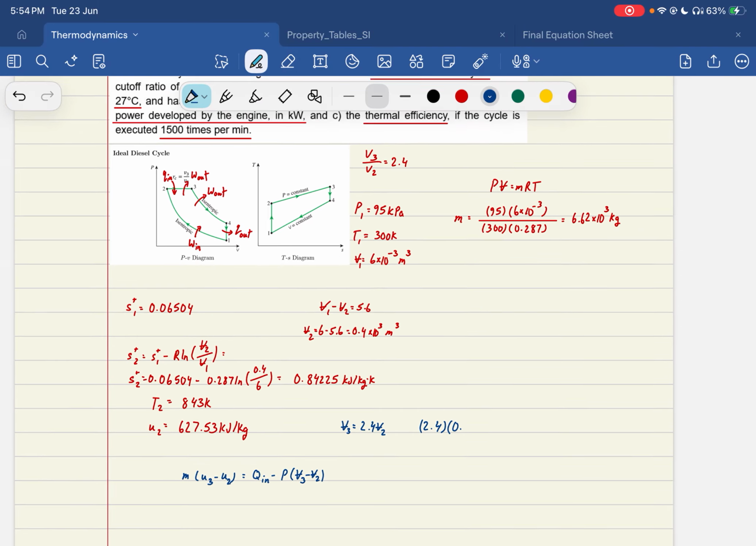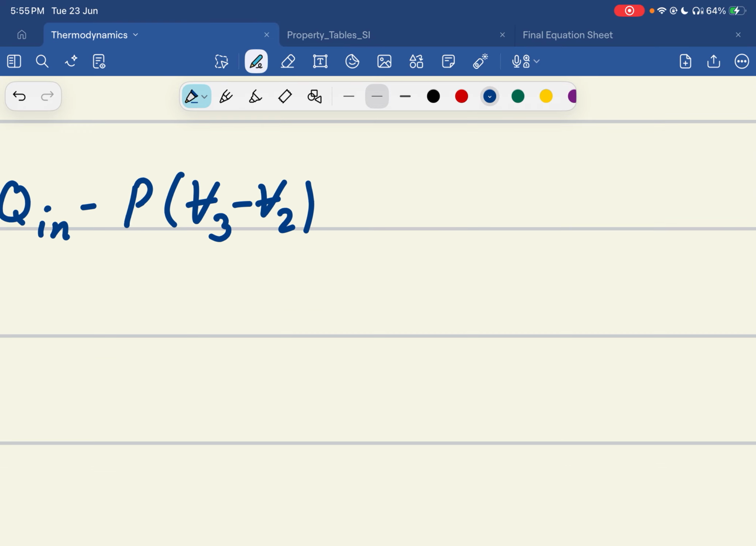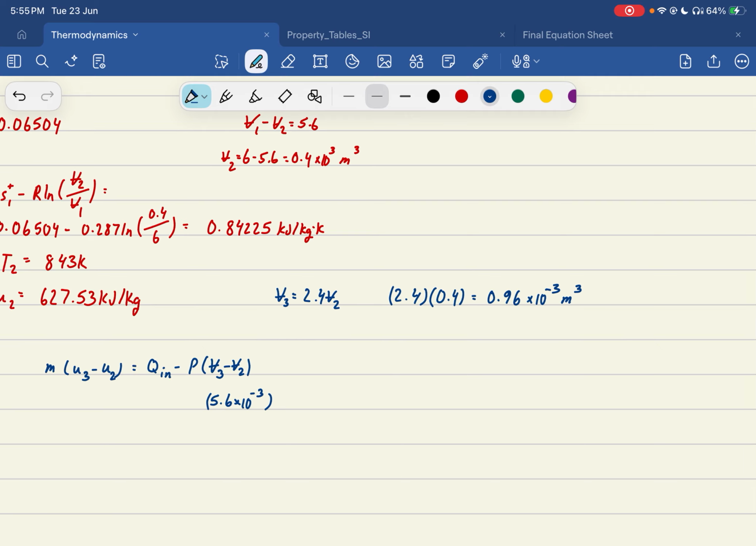So 0.2 times 0.4 equals 2.4 times 2. So 0.96 liters, or you can say times 10 to the negative 3 meters cubed. So this, you have this to be 5.6 times 10 to the negative 3, but we don't have the pressure.